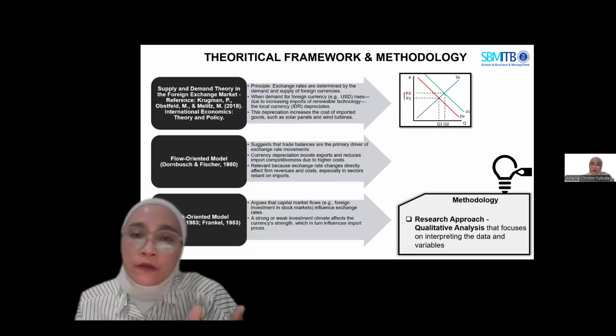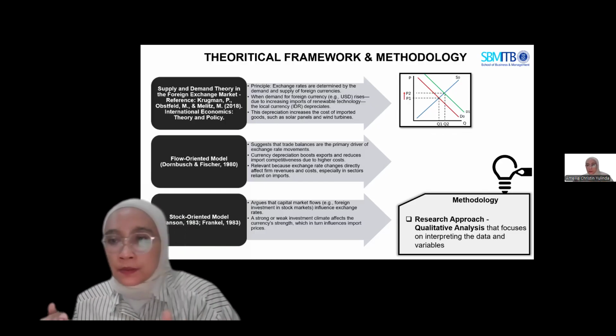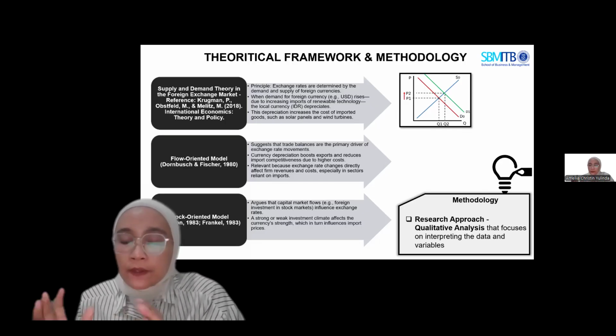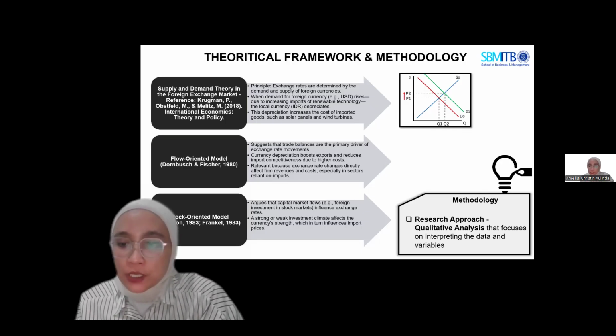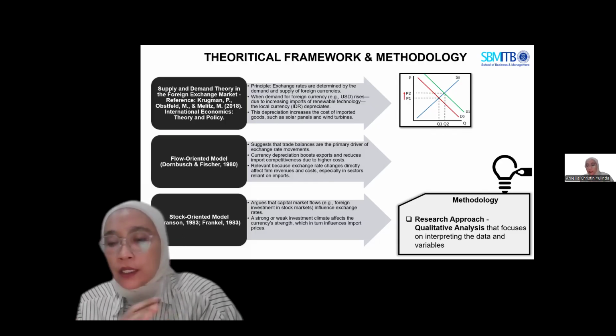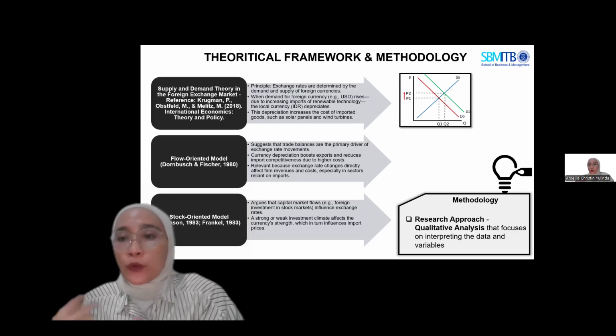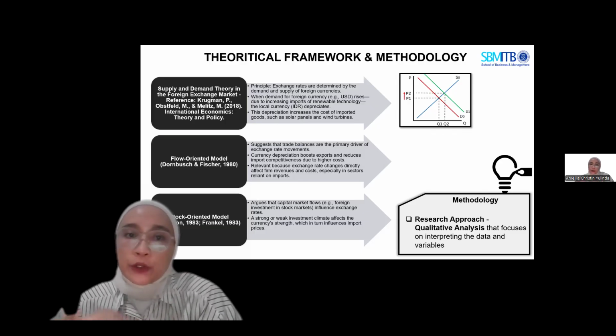From the theoretical framework, this study also developed a methodology. The research approach of this study is qualitative analysis, which focuses on interpreting the data variables. So any variable will be interpreted and elaborated in relation to the theoretical framework.